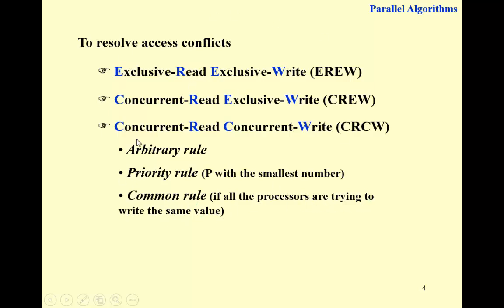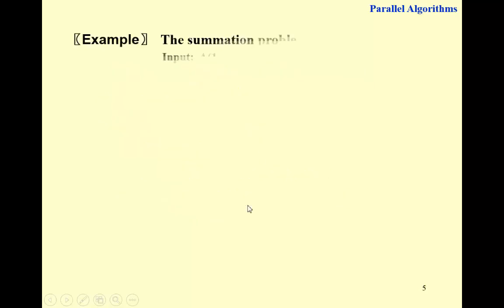Now we need some examples to help us understand this. Our first example is quite simple. It's about summation. Given n numbers, we're supposed to output the total sum of those n numbers. On the sequential machine, this is trivial, right? A very simple loop will do. And the time complexity is what? Linear, right? Big O of n.